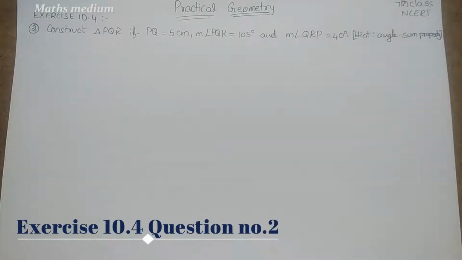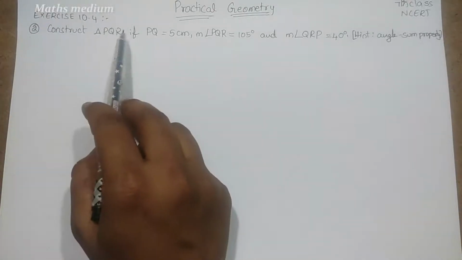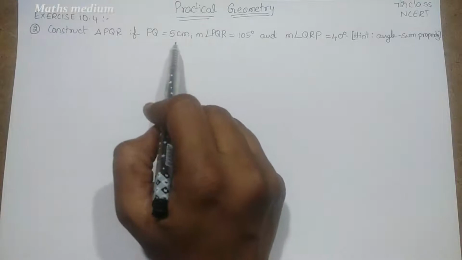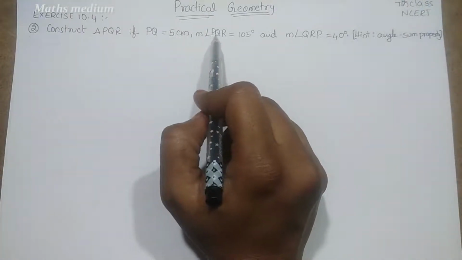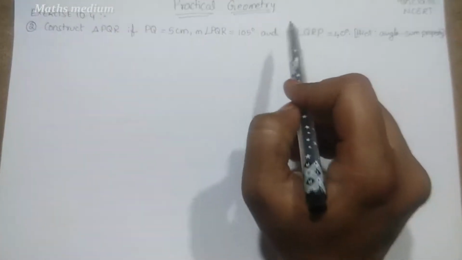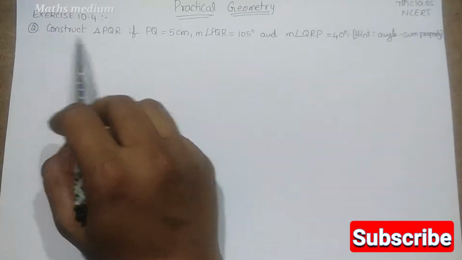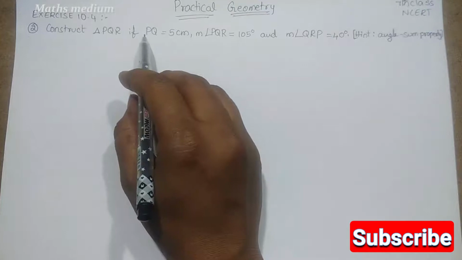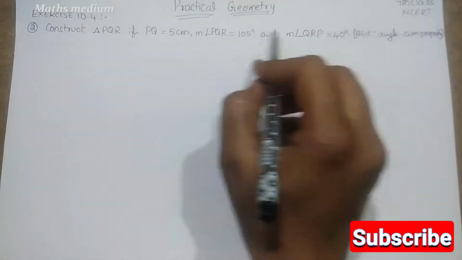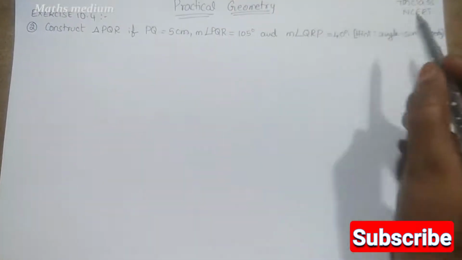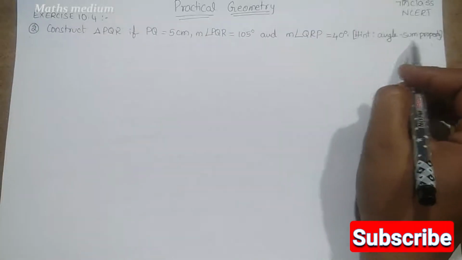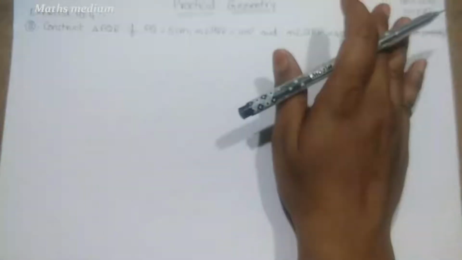Today I came with exercise 10.4 from Practical Geometry, 7th class NCERT. Question number 2. Construct triangle PQR, if PQ is equal to 5 centimeters, measure of angle PQR is equal to 105 degrees and measure of angle QRP is equal to 40 degrees. So we have to construct a triangle PQR. This comes under the angle side angle criteria. Here one hint is given, that is angle sum property. We will discuss this later.